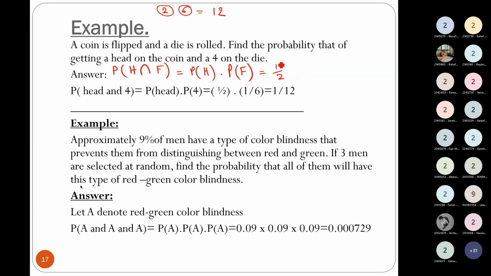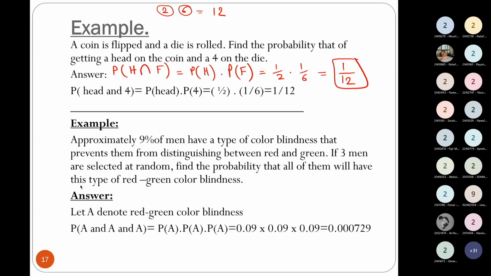The head is 1 over 2, because the sample space is head or tail. So we have 1 over 2 multiplied by the probability of 4. This is equal to 1 over 6, because the sample space equals 6. So we have only one 4 over 6. This is equal to 1 over 12. So if we flip the coin and roll the die, the probability of head and 4 equals 1 over 12.